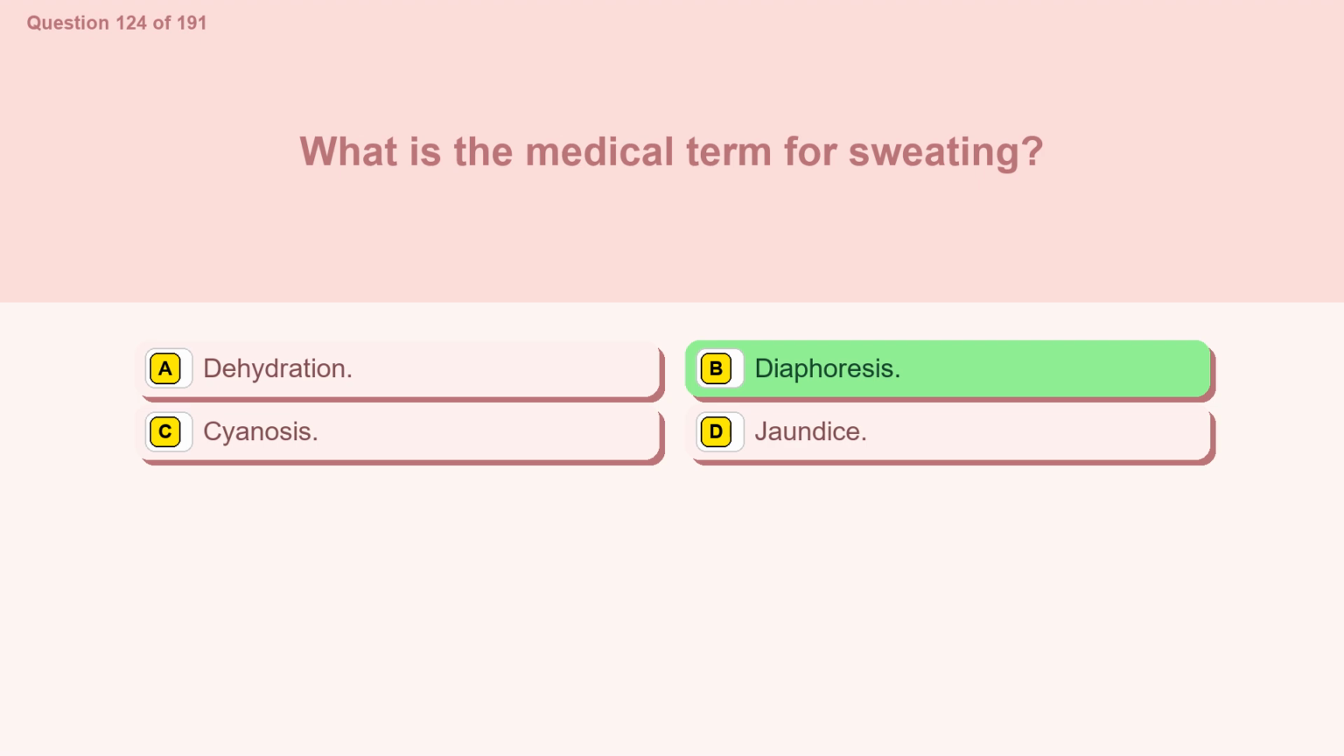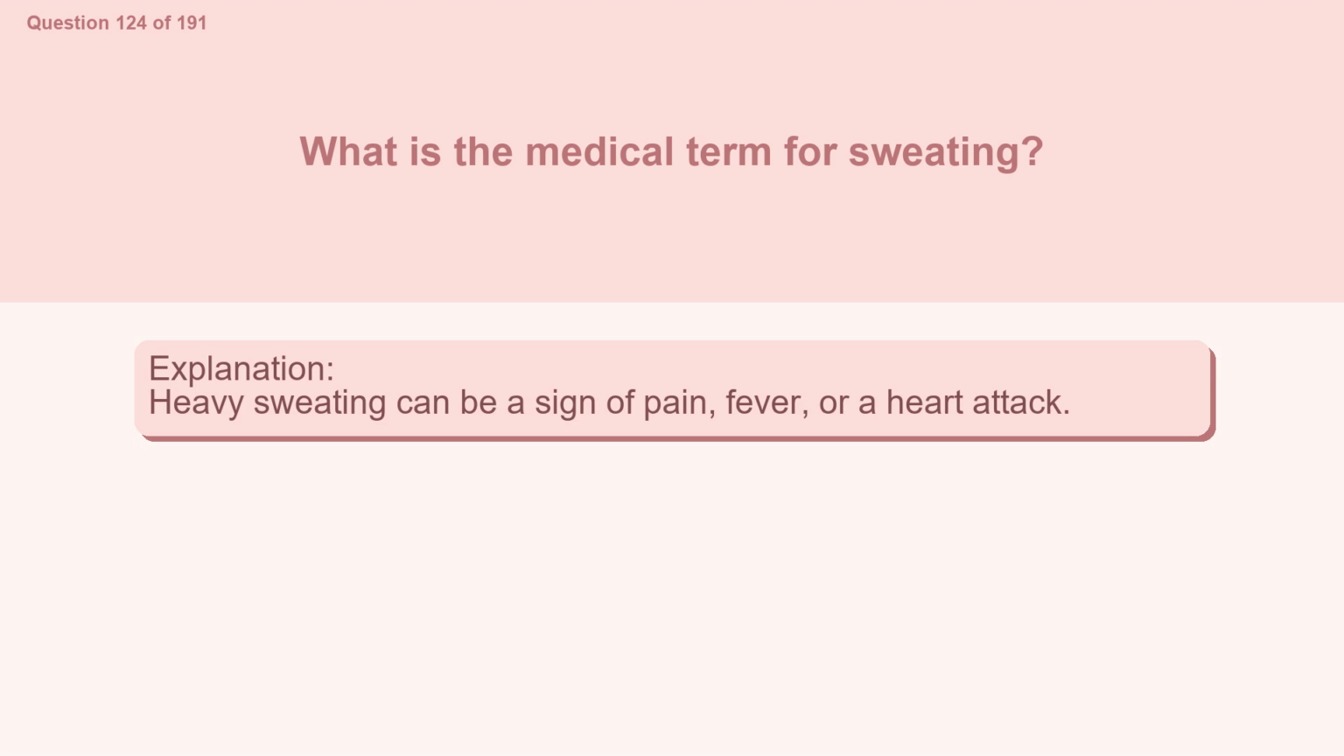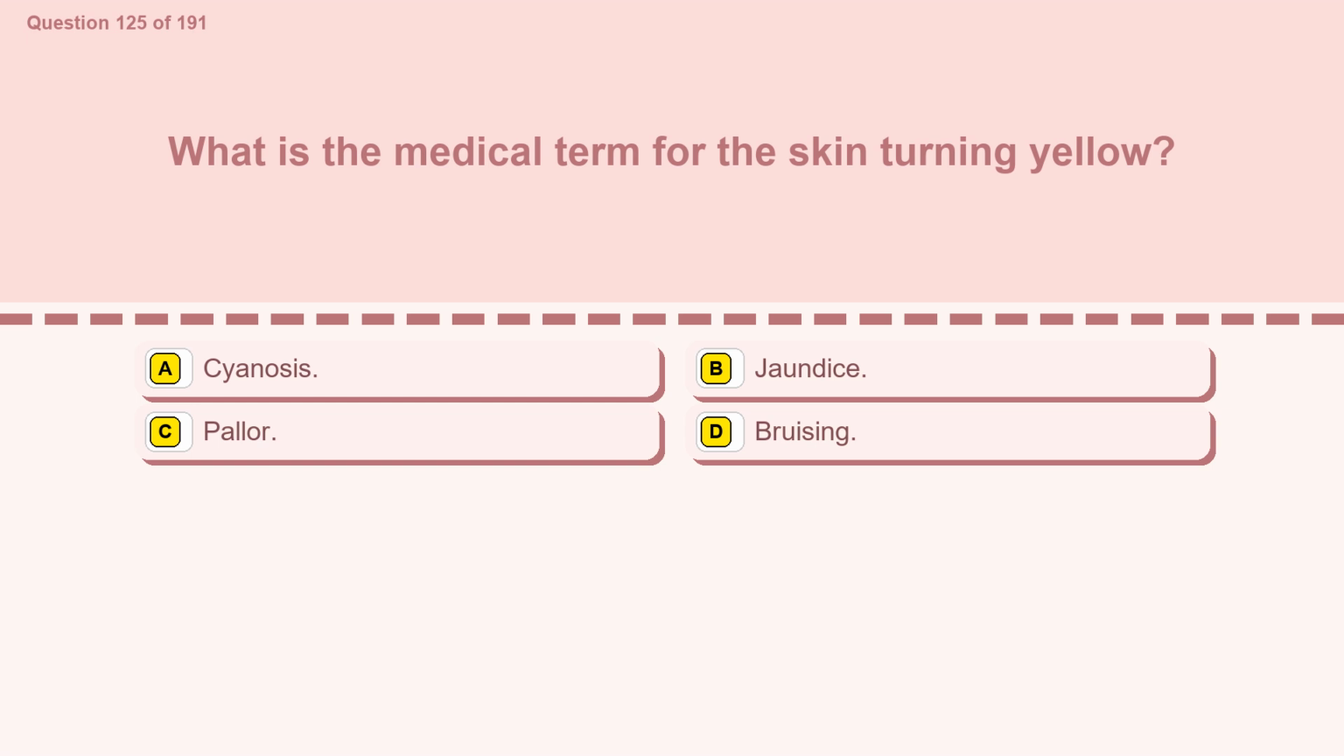The correct answer is option B, diaphoresis. Heavy sweating can be a sign of pain, fever, or a heart attack. Question 125. What is the medical term for the skin turning yellow? Option A, cyanosis. Option B, jaundice. Option C, pallor. Option D, bruising.